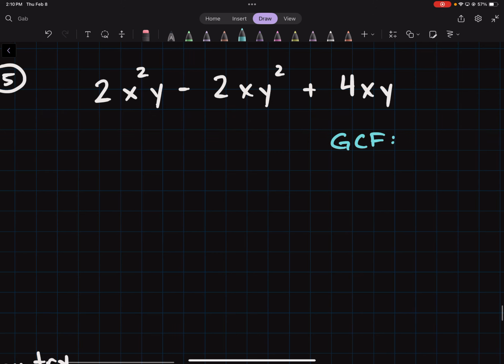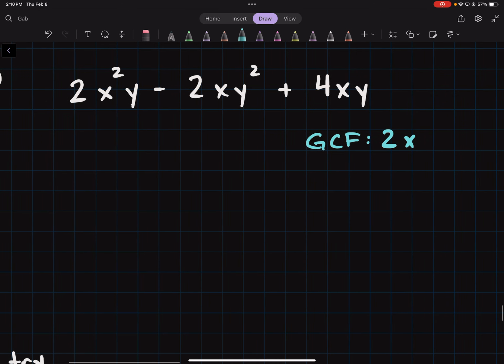What about the X's? How many do they all have in common? Just 1. Are you sure? Okay, wait. Do they all have X? Yes. So they at least have 1. This one's 2, this one's 1, this one's 1. It's just 1. Do they all have Y? They all have Y, but how many in common? Just 1. Oh, because they don't have 2 on top. They all had to have 2 for you to be able to put 2.